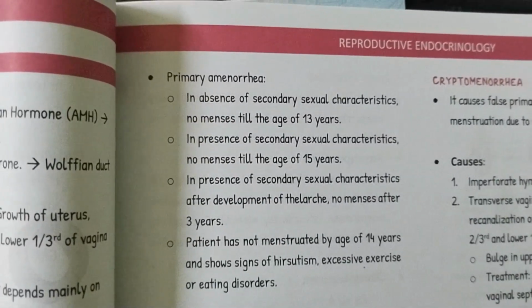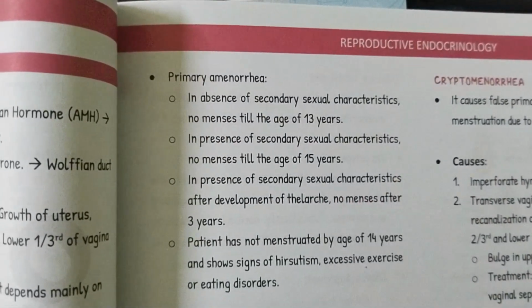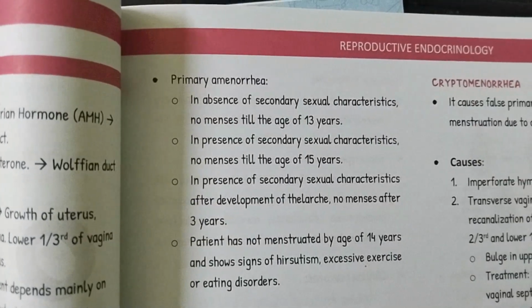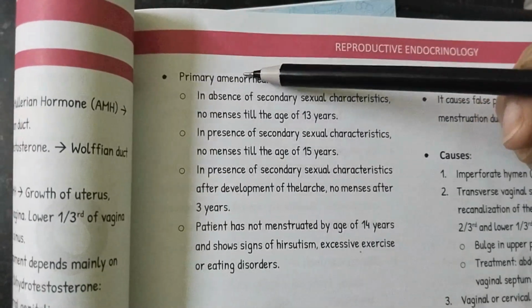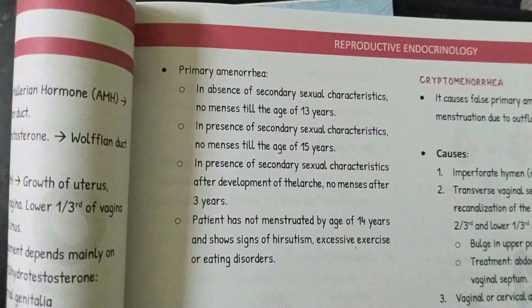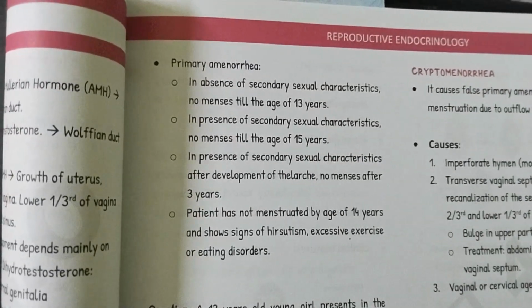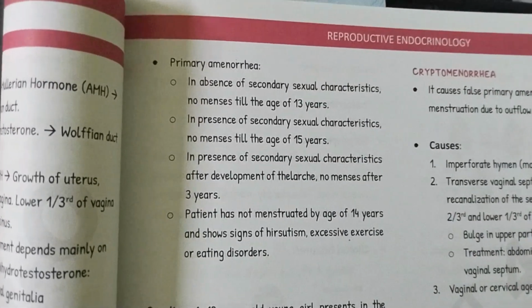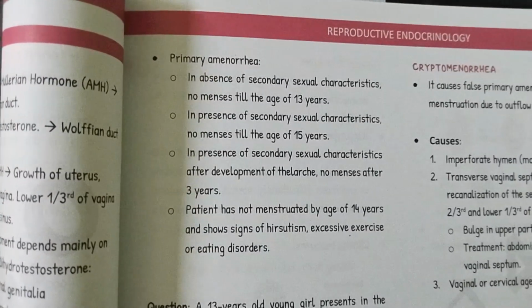Amenorrhea is divided into primary amenorrhea and secondary amenorrhea, and there is a proper definition for it. First, let us come to primary amenorrhea. इसको याद करने के लिए आपको तीन numbers याद करने पड़ेंगे. That is 13, 14 and 15. Why? What is the significance of that?